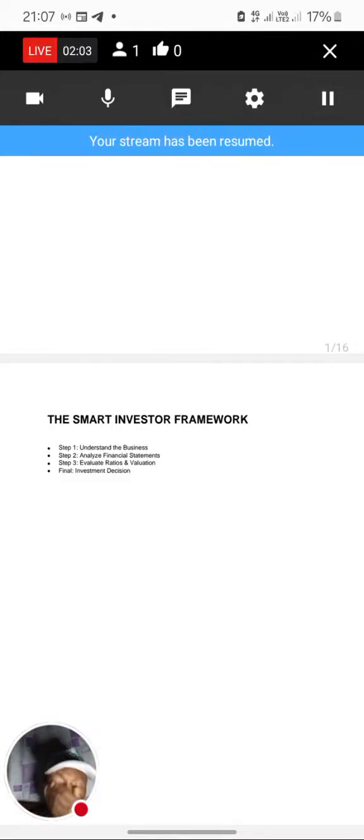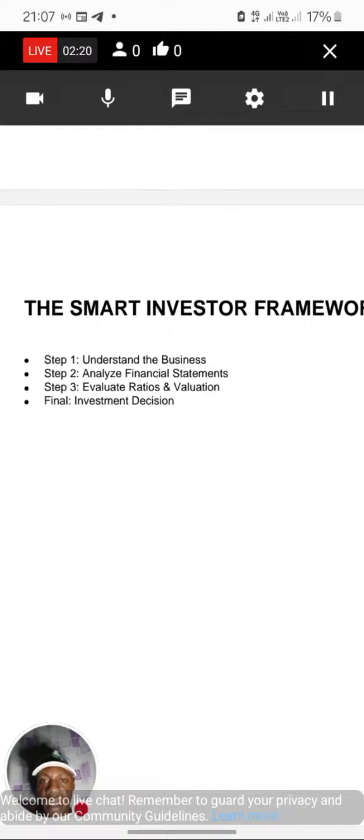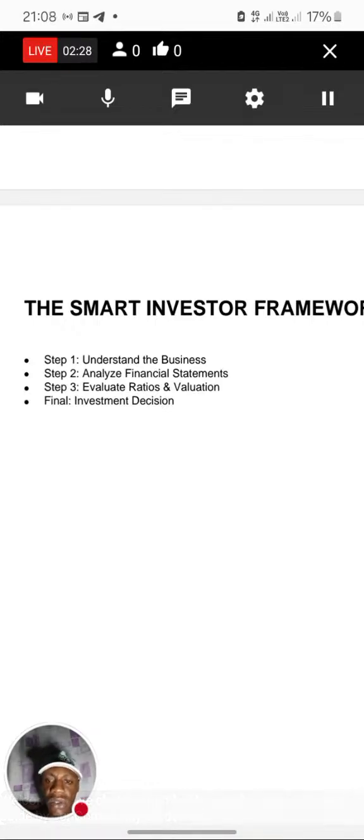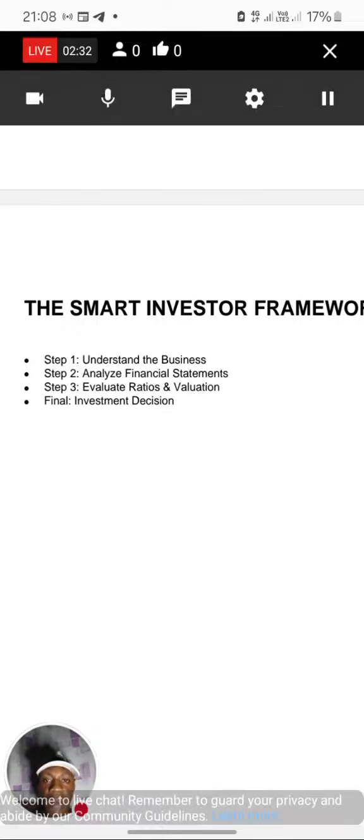So we're going to start by checking four parameters. We're going to look at the understanding. Let me zoom this so you see. Understanding the business, also how to analyze financial statements, and as well as evaluate ratio and valuation. We're also going to look at investment decision. So those are the four things we're going to look at. Anyhow, how far we can go today, we'll continue tomorrow. That will be it. So we're going to start from understanding the business.